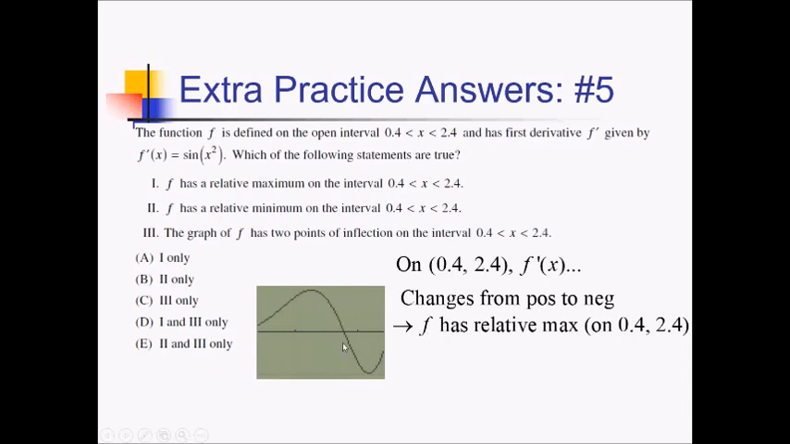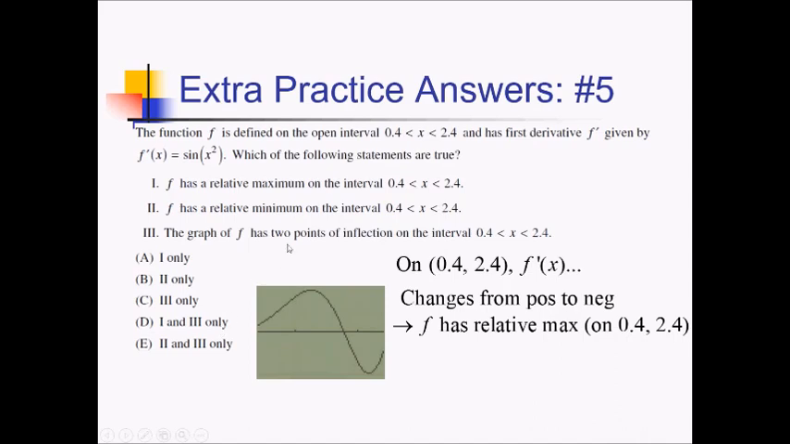They didn't ask where it is. We just know that it's between 0.4 and 2.4 because that's what I set my window for on the calculator. Now, we don't change anywhere from negative to positive. So that means that we do not have a relative min. So option 2 is no good, but option 1 is good. So really, it's all down to whether option 3 is true or not.